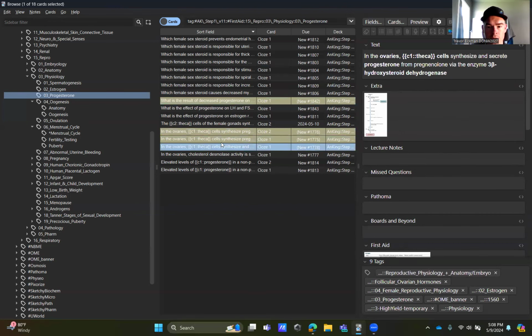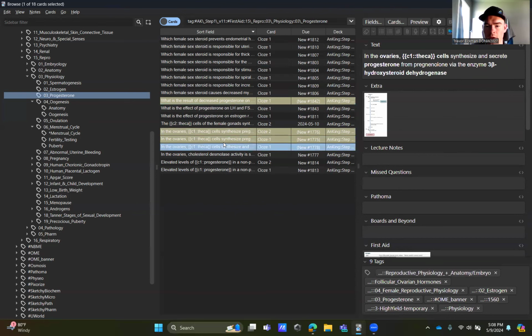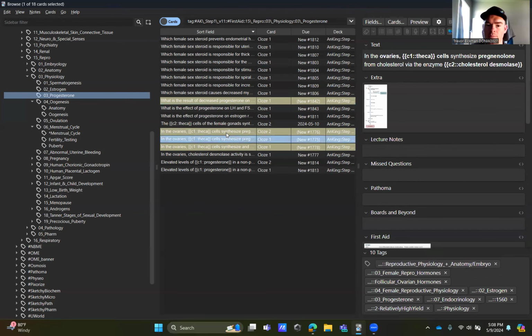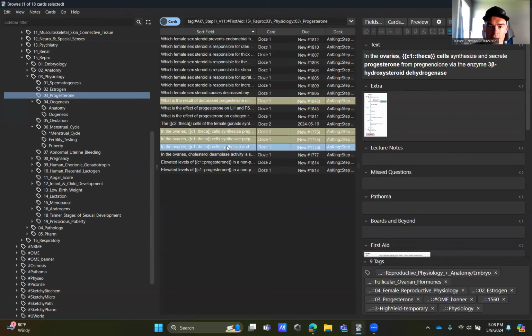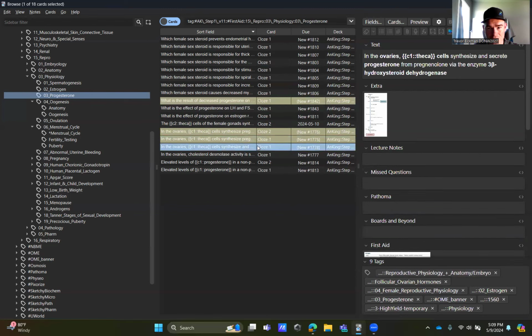And then these 3 here, the ovaries and the theca. In the ovaries, theca cells synthesize. Yes, don't have these activated. And that's because I couldn't find clear support that the theca cells synthesize pregnenolone and progesterone. So that's why I don't have those activated. If I missed that or if I'm wrong in that, please let me know in the comments.